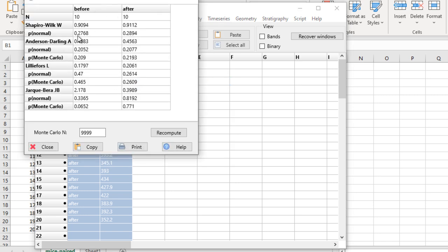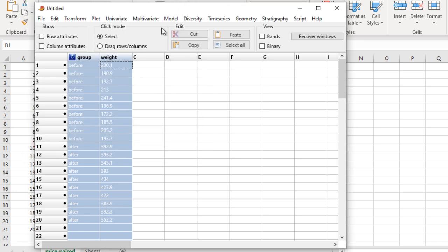Then we have the Shapiro test, 0.2, 0.28. So this is a pass for the Shapiro test. Then we can also check for normality. What do you call it now?